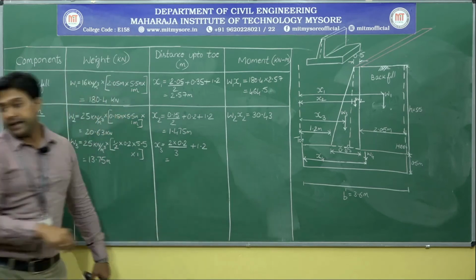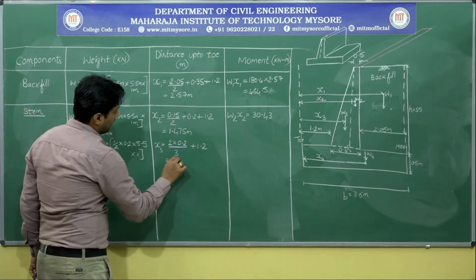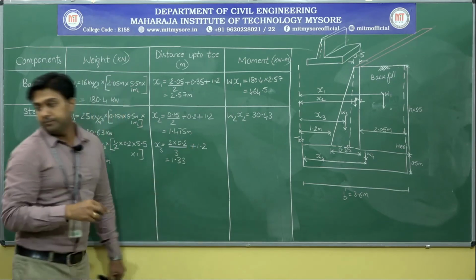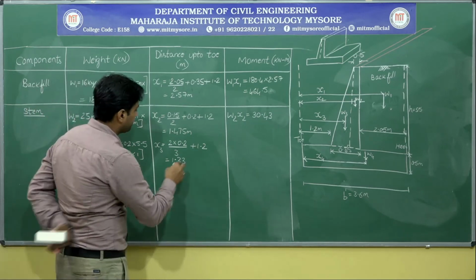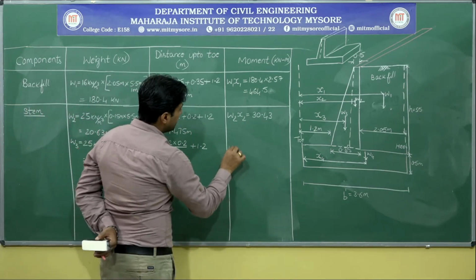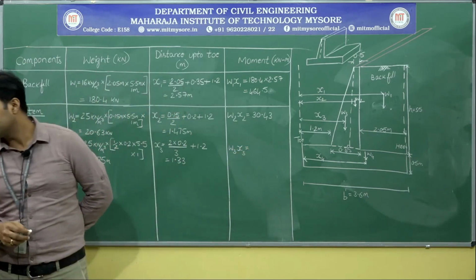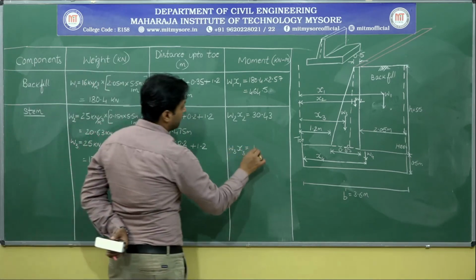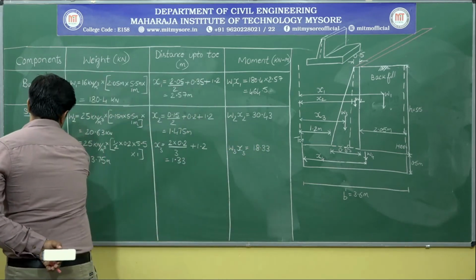So what is that particular value? So it's 1.33. Okay. So now you just multiply it. W3 x3, you get some value. So what is that value? So it's 18.33. It's 18.33 kilonewton. Okay, done.